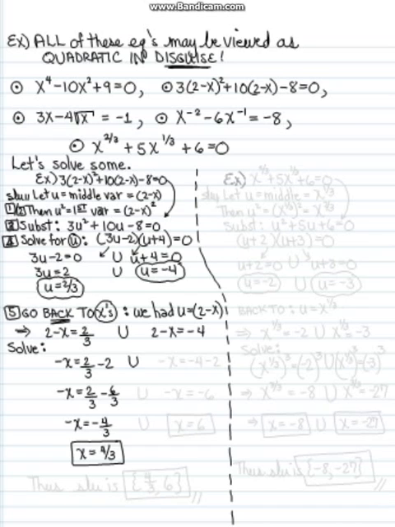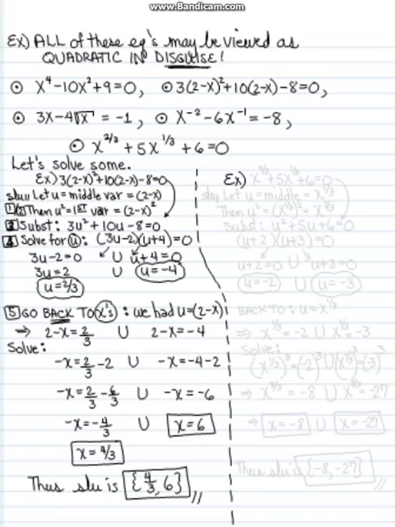2 minus x equals negative 4. Move the 2 over. Negative 4 minus 2 is negative 6. And then get rid of the negative and we get x equals 6. So we have two solutions. Let's write them in set form. Curly set bracket. List the values of x that satisfy this equation.